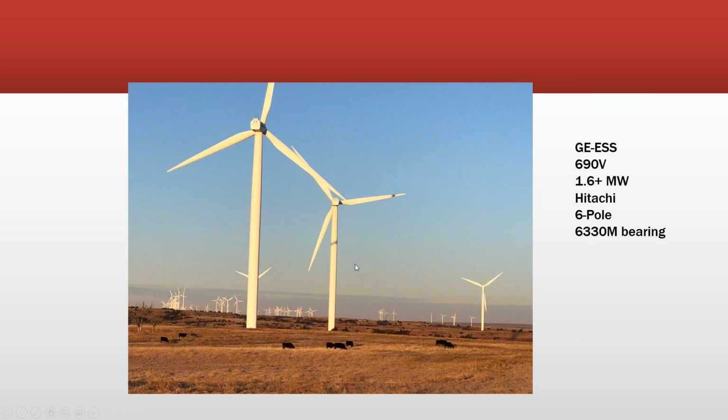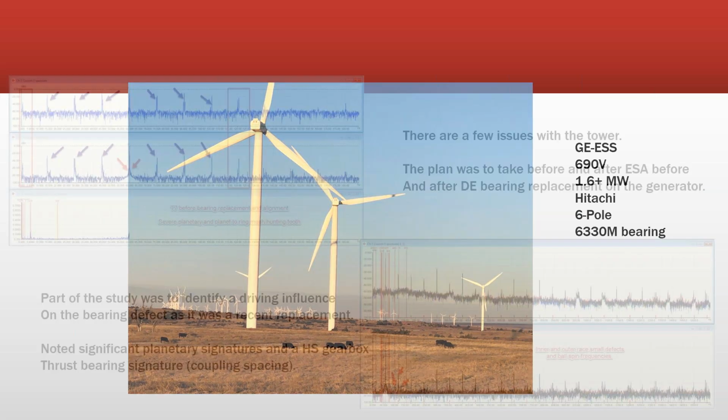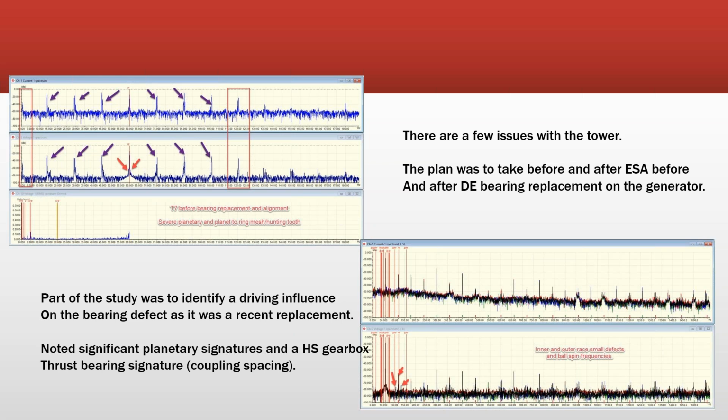There's one of these towers here where a service company went out and replaced some bearings on a generator. They did an after test, saw a signature, and so they were going to do a before and after test, and happened to have identical conditions in both cases. Same wind speed, same everything else, made for a perfect case study. So, data. There were a few other issues going on in the tower, but you can't cover them all.